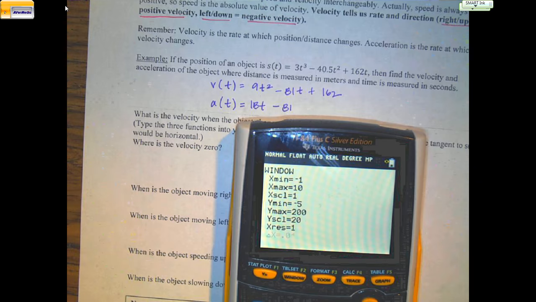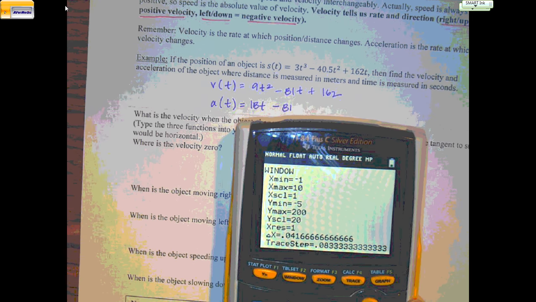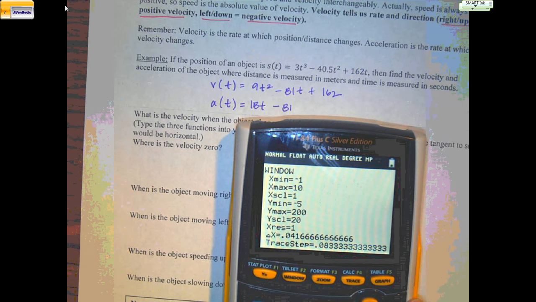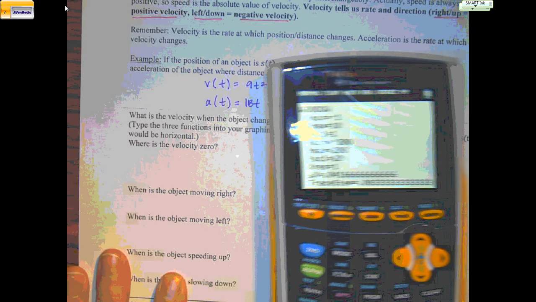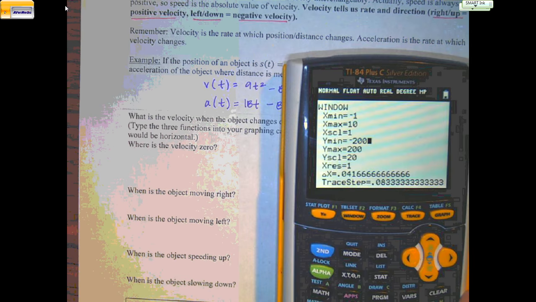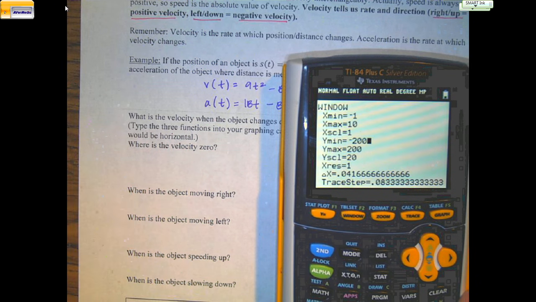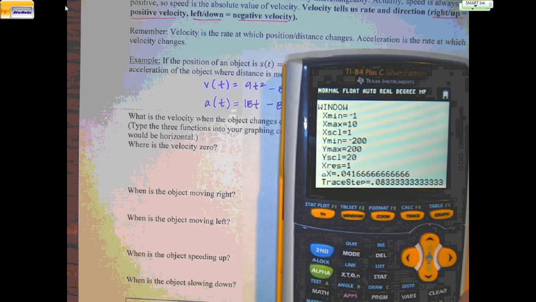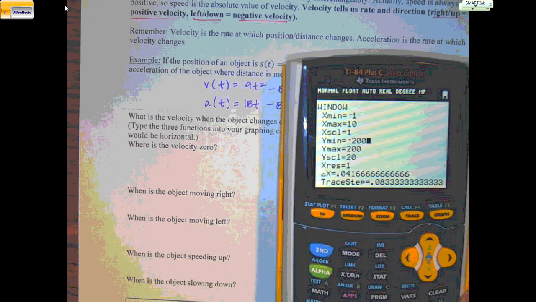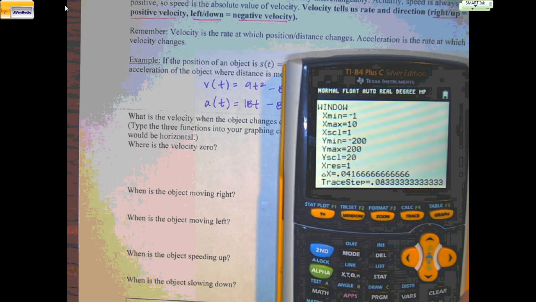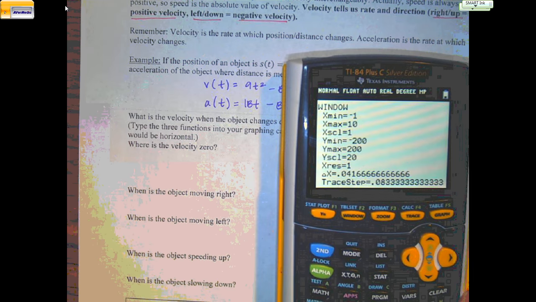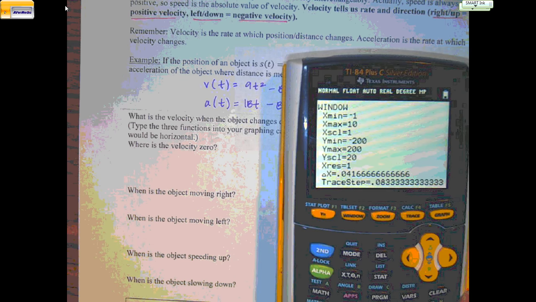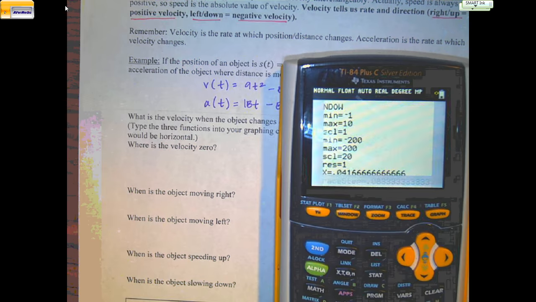And I'm actually going to fix my window because I know that I need to. You might think about changing your window to this. For your x min and max, I would do -1 to 10. We're talking about time, typically. We can't really go back in time, so let's just start close to 0. Maximum, let's just look at 10 seconds out. For the y minimum and the y maximum, let's go -200 to +200. And I changed my scale to 20, so I don't have 400 of those little lines. And then we hit graph.